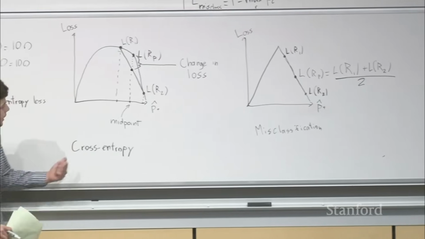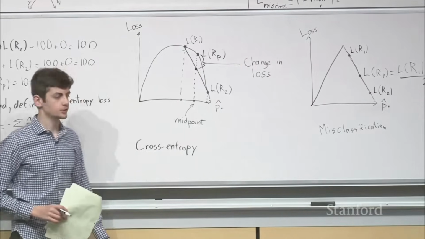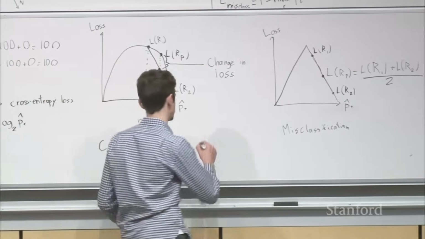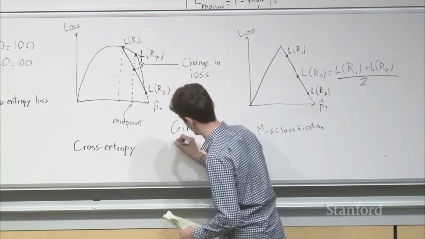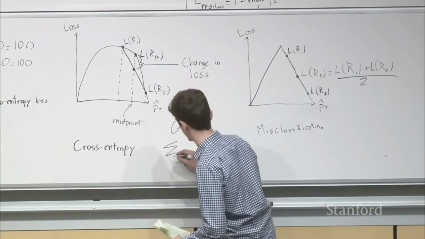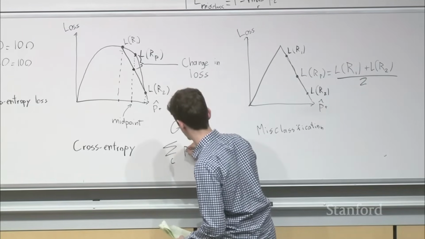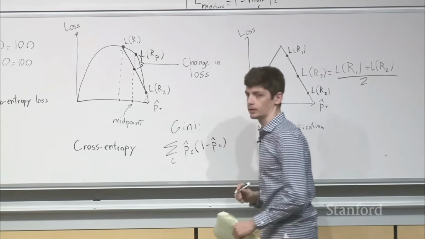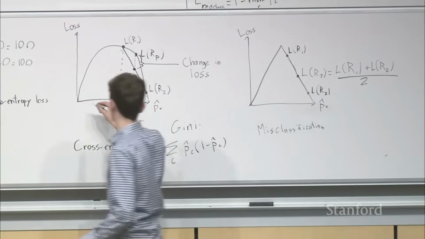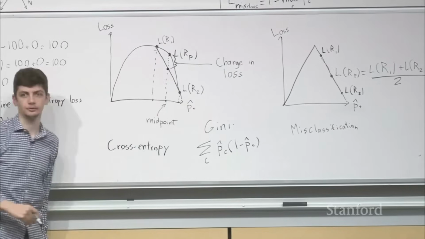And so there's actually a couple. I presented the cross-entropy loss here. There's also the Gini loss, which is another one, which people just write out as the sum over your classes p hat c times 1 minus p hat c. Okay? And it turns out that this curve also looks very similar to this original cross-entropy curve.